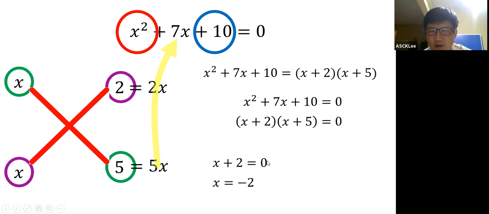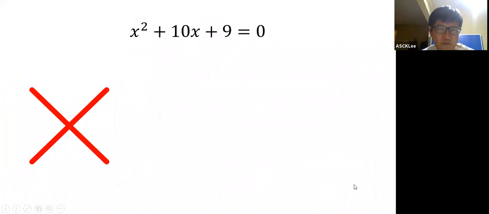x plus 2 must be equal to 0, which means x equals minus 2. x plus 5 equals 0, so x equals minus 5. And these are your solutions. Remember, the question is solve this. So what are your solutions? Your solutions are x equals minus 2 and x equals minus 5.